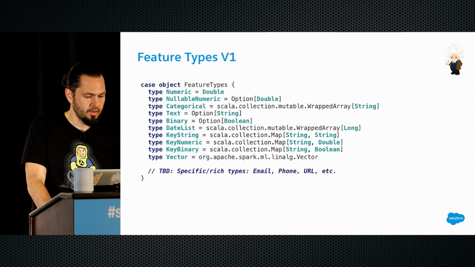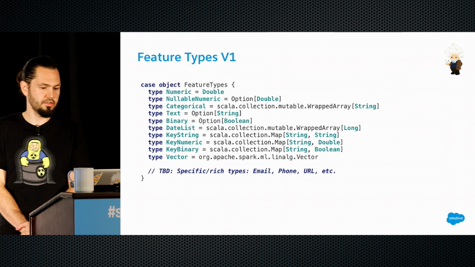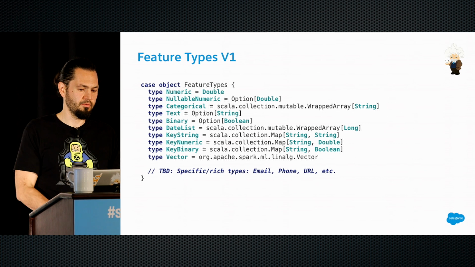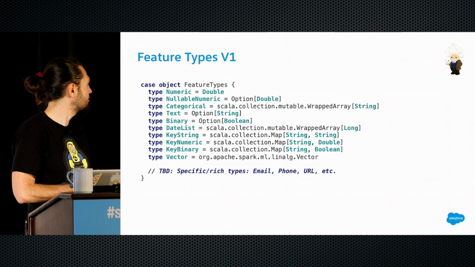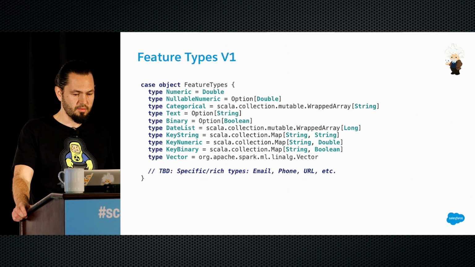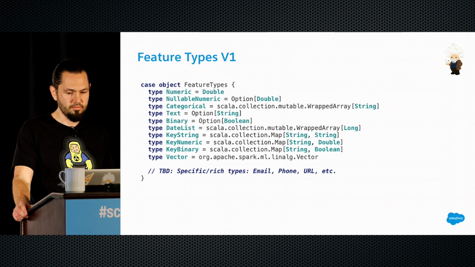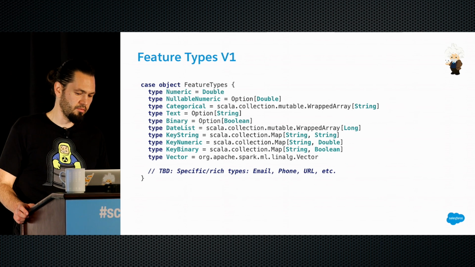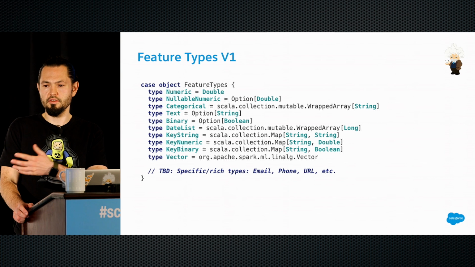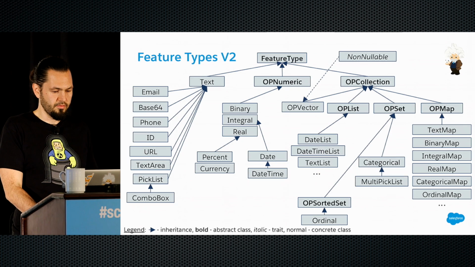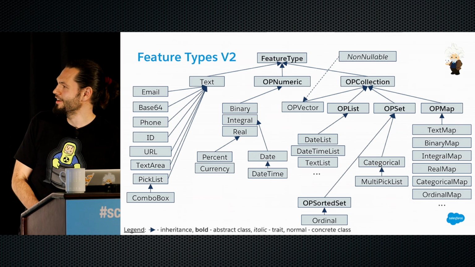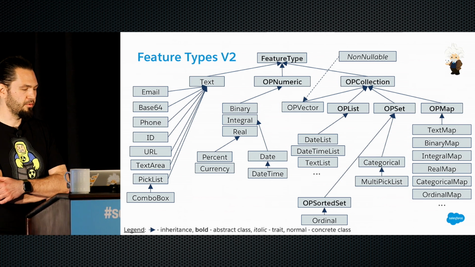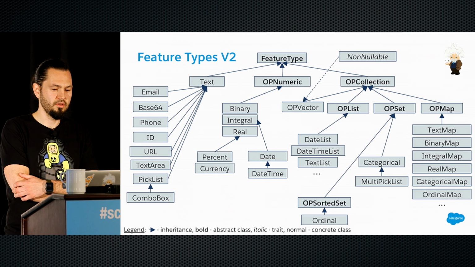Okay, feature types. This is actually some internal pieces from our code. We went there and defined, let's just start from simple things. So we defined some simple aliases for Scala types. But this wasn't enough. We wanted some rich types, such as email, phone, URL, things like an address. So we ended up with this. Again, it's not a complete picture, but it's a type hierarchy that we defined for our types.